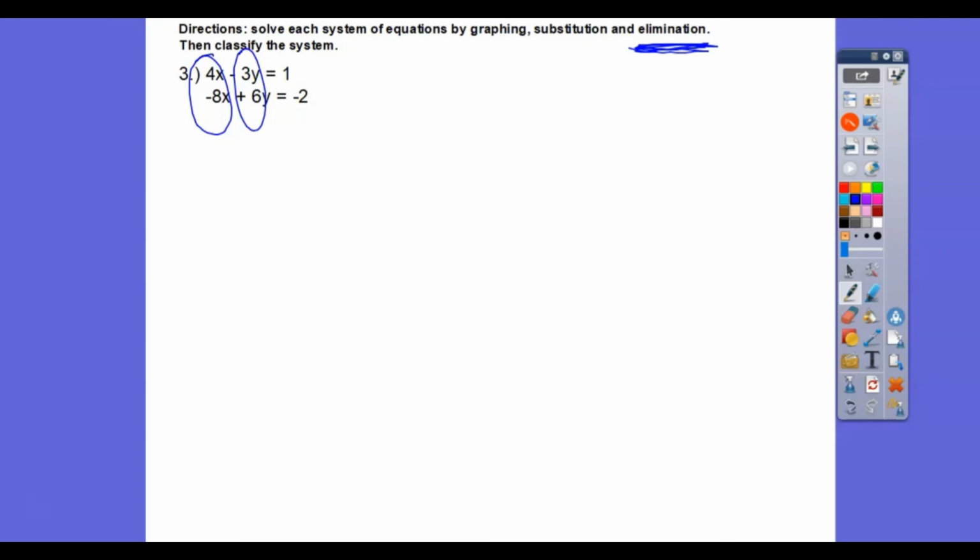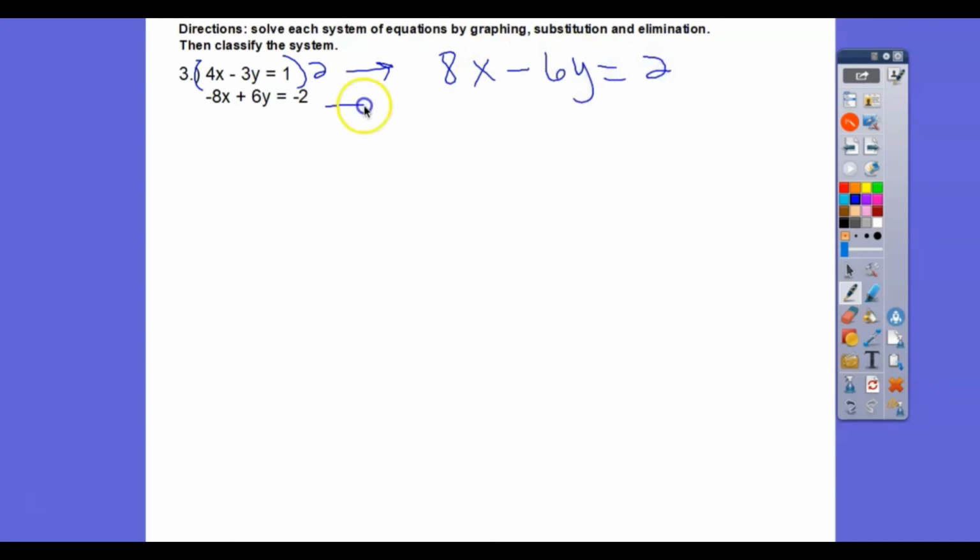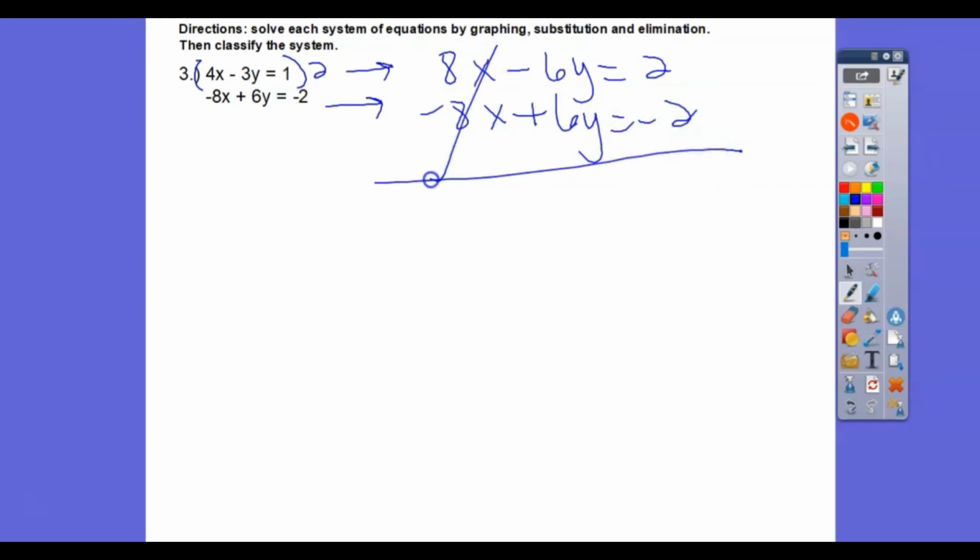If I want to cancel out the x's, I want to make the top number 8. And so because I want to make it 8, I have to multiply the top equation by 2. So that's exactly what I'm going to do. I'm going to take the top equation and I'm going to multiply it by 2. So you distribute and I get 8x minus 6y is equal to 2. And then the bottom one is negative 8x plus 6y is equal to negative 2. And if you notice, the x's cancel, the y's cancel. I'm left with 0 on the left-hand side. And it just so happens that 2 minus 2 is also 0. So I'm left with 0 equals 0. Now, 0 equals 0 is true.